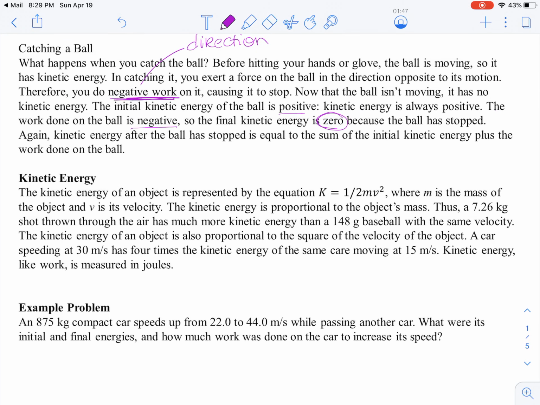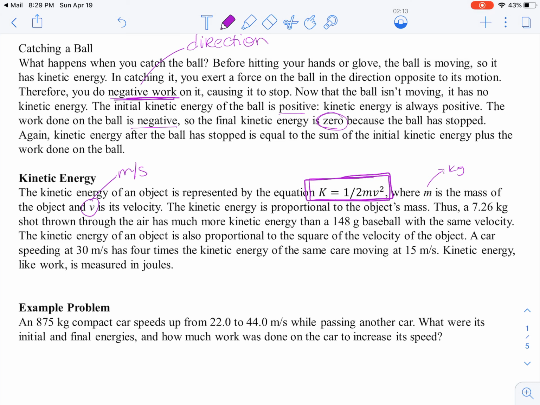Kinetic energy is represented by this equation, 1/2 mv squared, which is the same equation that we used in physical science when you were freshmen. M is the mass of the object, and v is its velocity. Mass does need to be in kilograms, and v needs to be in meters per second.